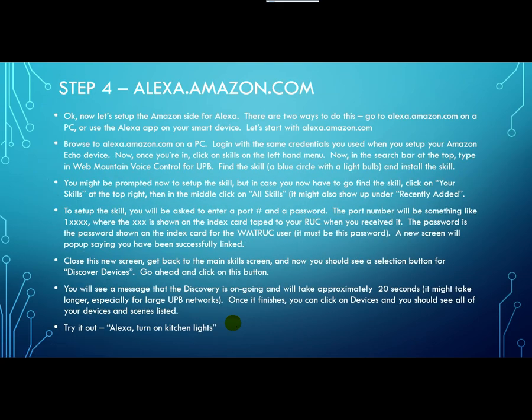Okay, now that we've got all of the Upstart modifications made, and we've set up the RUC02 and made the export into the RUC02, now it's time to set up Alexa itself. So we want to set up the Amazon side. There's two ways to do this.